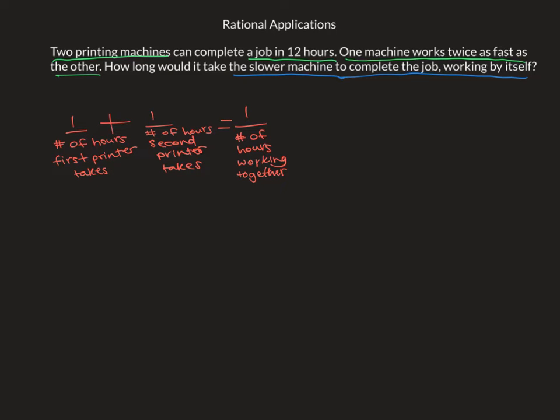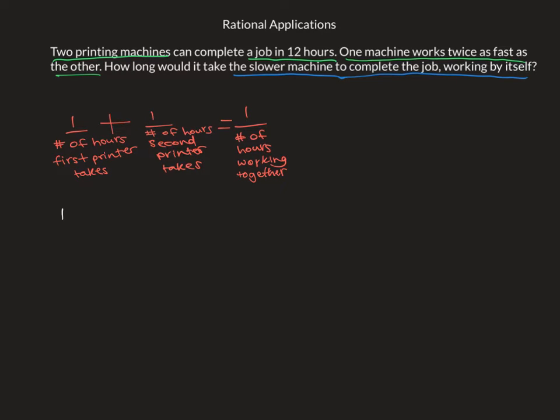Now, once we've set up our formula, you can use this formula for this problem. Sometimes there can be 3 separate printers, painters, anything. But in this case, there's only 2. We're only given 2 printers, and then we're given how long they can complete a job working together. So let's go ahead and plug in the information we have.